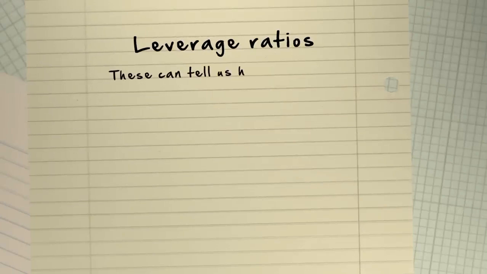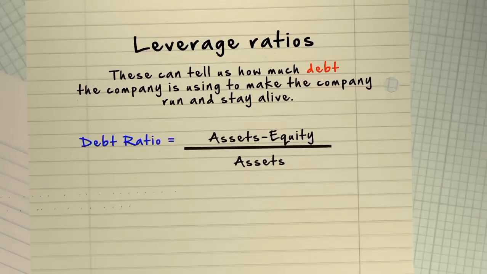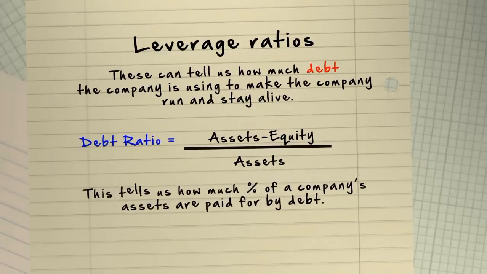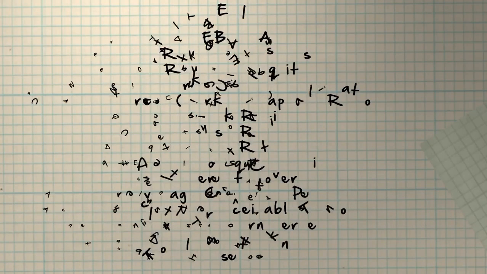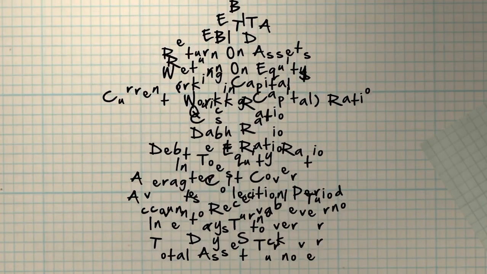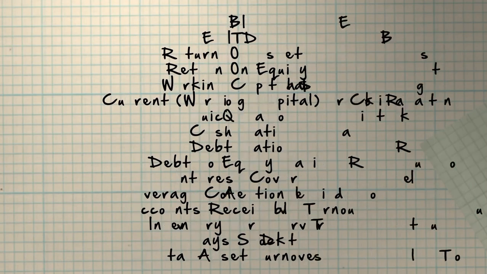These can tell us how much debt the company is using to make the company run and stay alive. An example of this is the simple debt ratio. This tells us how much percentage of a company's assets are paid for by debt. Normally, a company is considered safer when the debt ratio is low. Note that this was just a very simple overview. There are a lot more financial ratios and many different ways of using them, plus a lot of problems and disadvantages in using them as well.